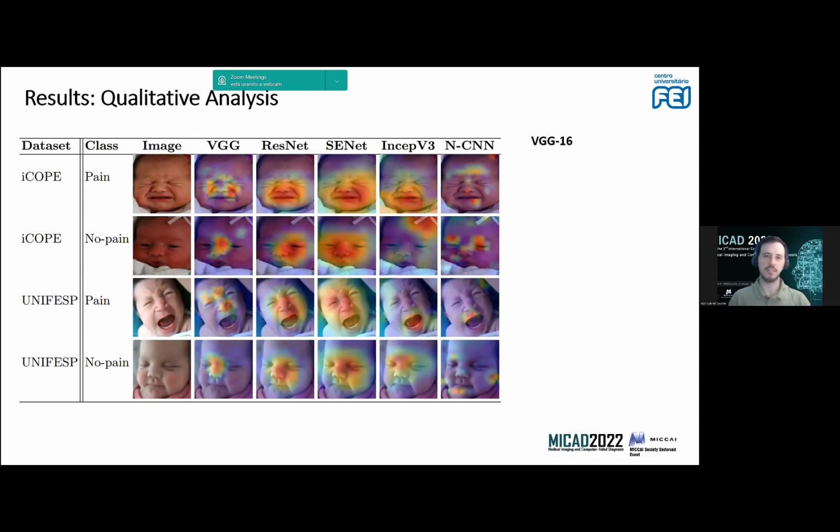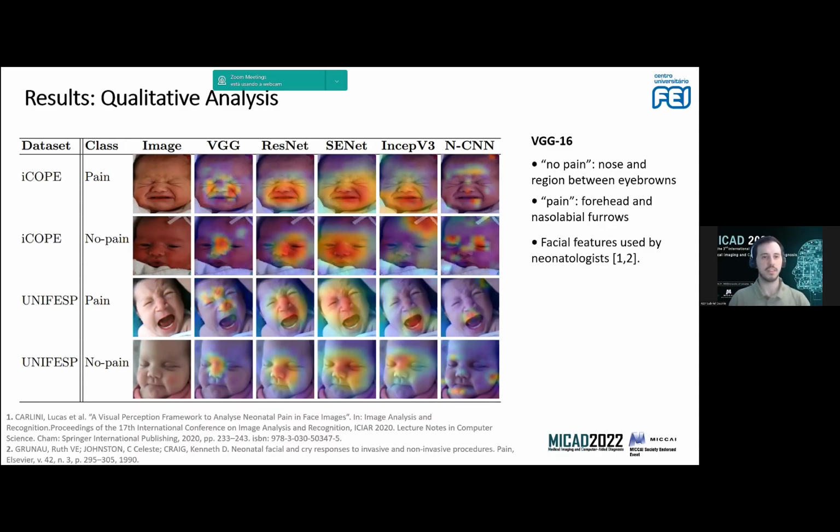So apparently VGG16 associates the non-pain state with the nose and the region between the eyebrows. And when pain is detected, it also highlights the forehead and the nasolabial furrows of the baby. It's important to notice that these facial features are actually used by neonatologists when they perform this kind of pain assessment. And so this is a surprising result, to notice that this model has some similarity with the action of experts.